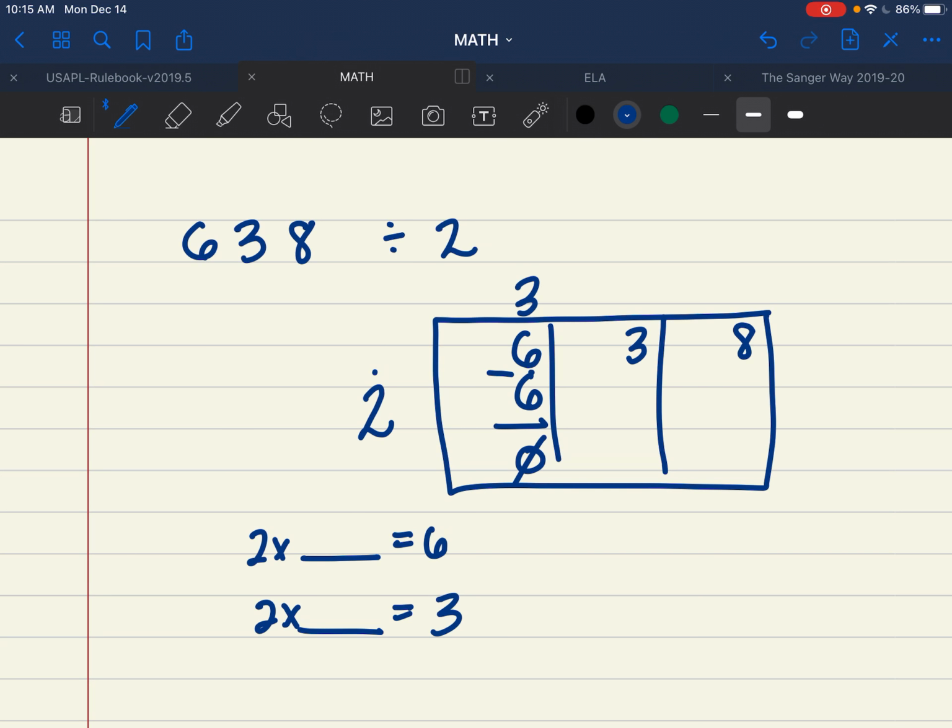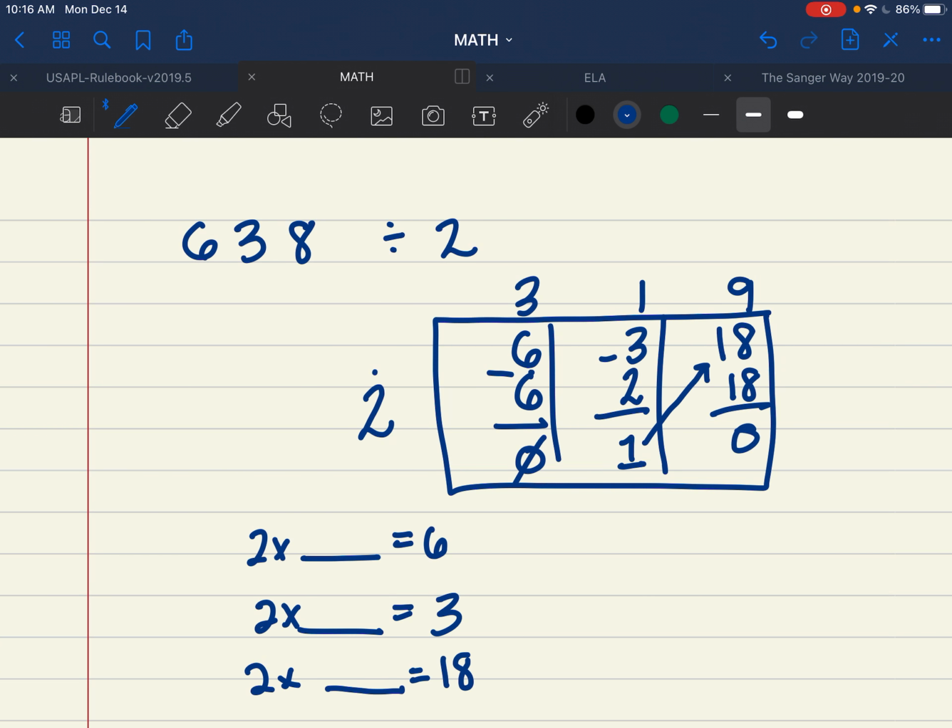Okay. Then here, 2 times what is closest to 3? So I know that 2 times 1 is 2. 2 times 2 is 4. So 2 times 2 goes over the 3, so it has to be 2. Oh, I'm sorry, it has to be 1. So that gives us 2, and I have a 1. Now this one is going to shoot up to this third digit, making 18. Then I have to ask myself, 2 times what is closest to 18? 2 times 8 is 16. 2 times 9 is 18, so 9. 18 gives us 0. Our quotient is 318.